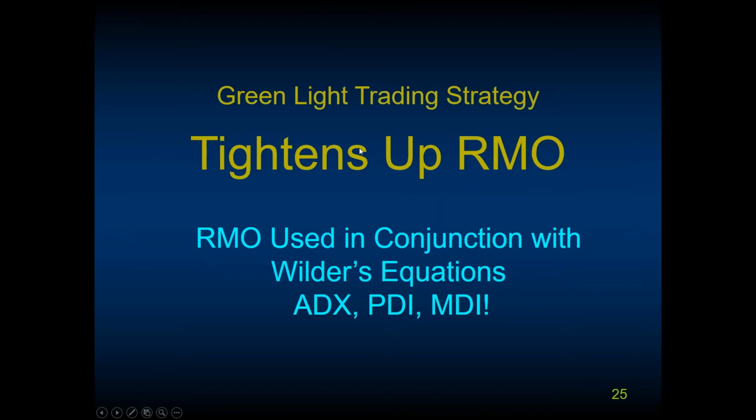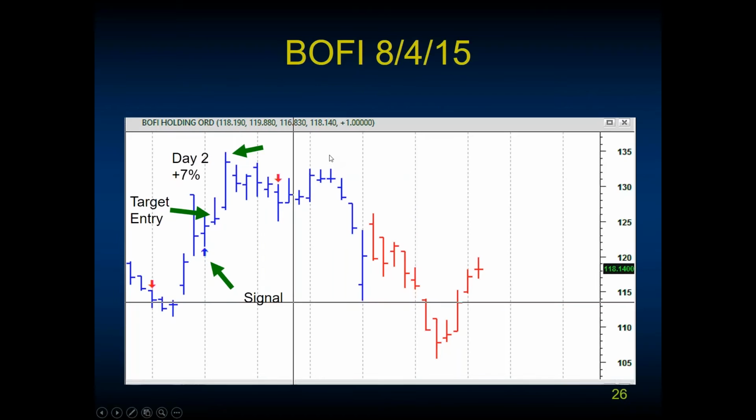So we developed a strategy to tighten up RMO, starting with RMO, to use it in conjunction with two other indicators. The first indicator are the Wilder's equations, the ADX, the PDI, the MDI, because these can be set to tighten up the scope of RMO. And we get trades that look like this when we overlay Wilder's equations with a tighter time horizon onto the native RMO scans.